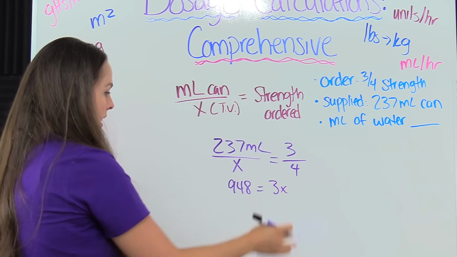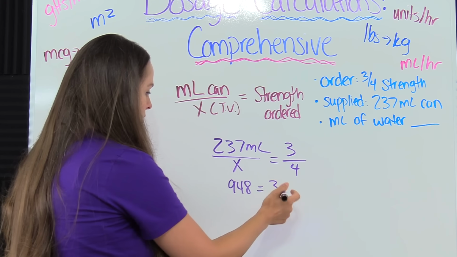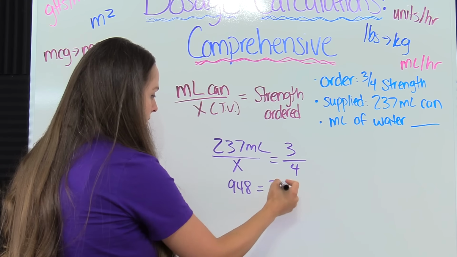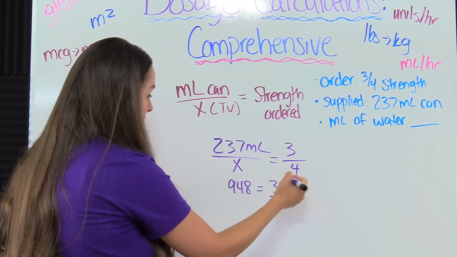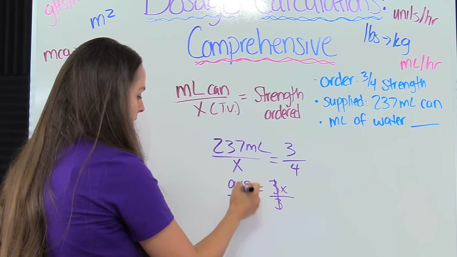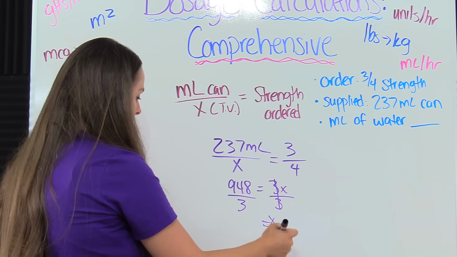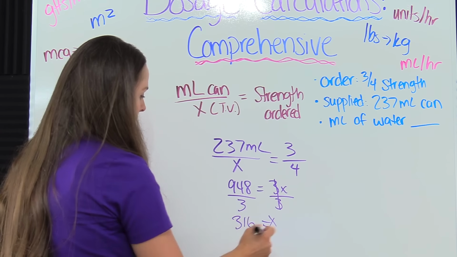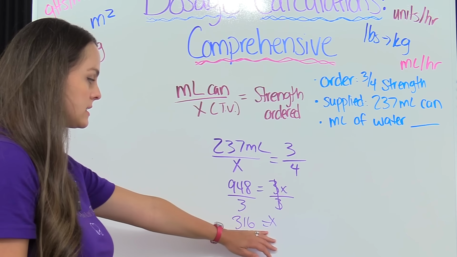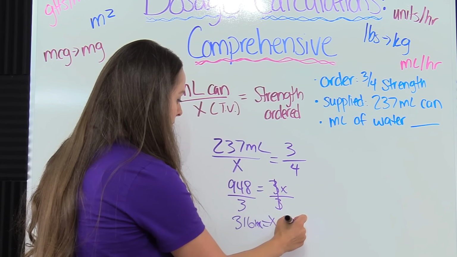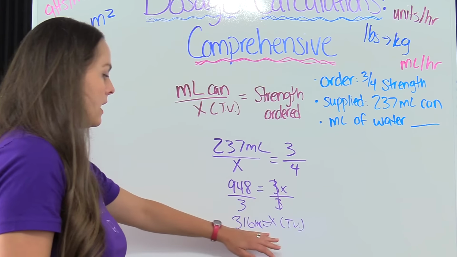We're solving for X. So what we're going to do is divide everything over here and everything over there. It's going to cancel this 3 out, so 3 divided by 3 cancels it out. And then 948 divided by 3 gives us 316. Okay, so 316 mLs is our total volume. That's what X told us.